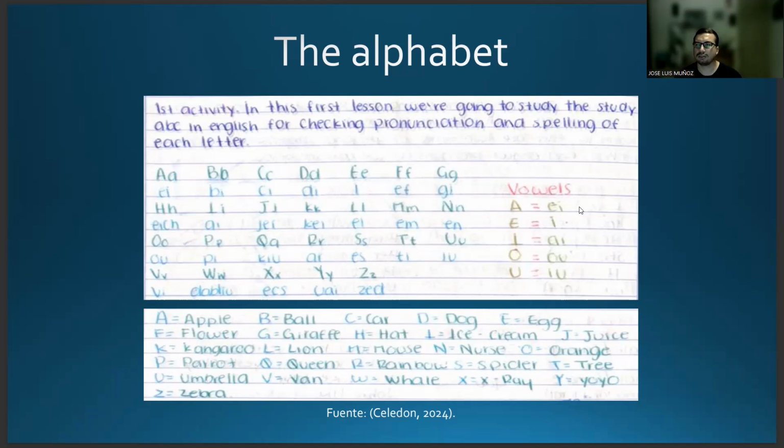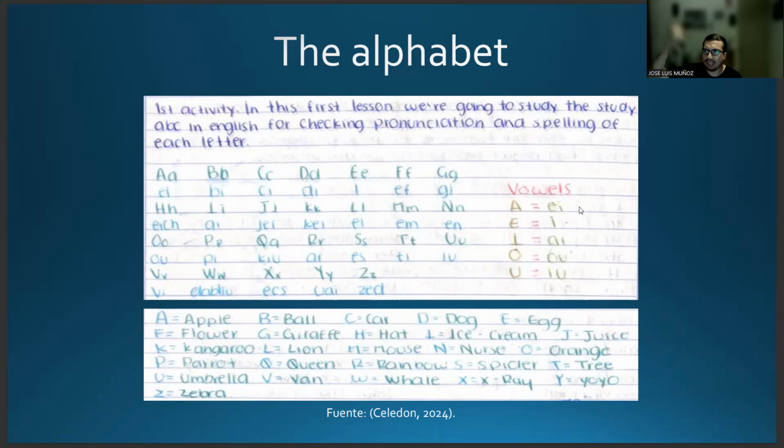Then we have parrot. The queen, the wife of the king, you know, the king and the queen. Then we have the rainbow. Then we have the spider, like Spider-Man. Then we have tree, the trees everywhere.